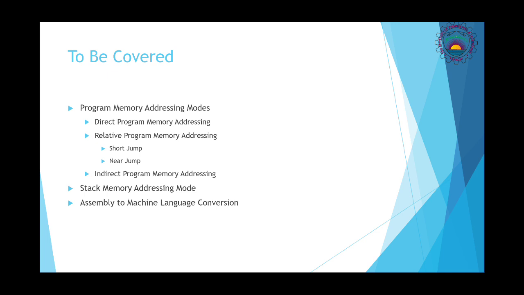Then the third type of program memory addressing is indirect program memory addressing. In indirect program memory addressing, you will be using some operand, or you may say that the new IP will be loaded by using some indirect reference to a register or memory. Then we have to discuss program memory addressing mode by using push and pop operations. So these addressing modes will be discussed.